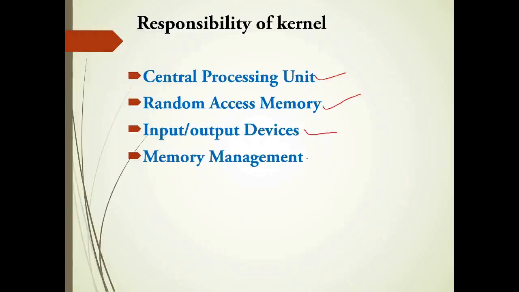Next is memory management. In memory management, the kernel has full access to the system's memory, whether it is secondary memory or cache memory. So whenever there is a request for memory, the kernel should provide it. Kernel must allow different processes to access this memory.